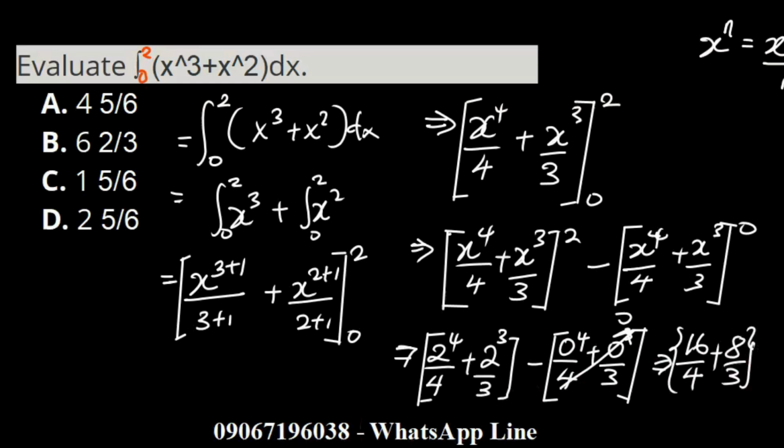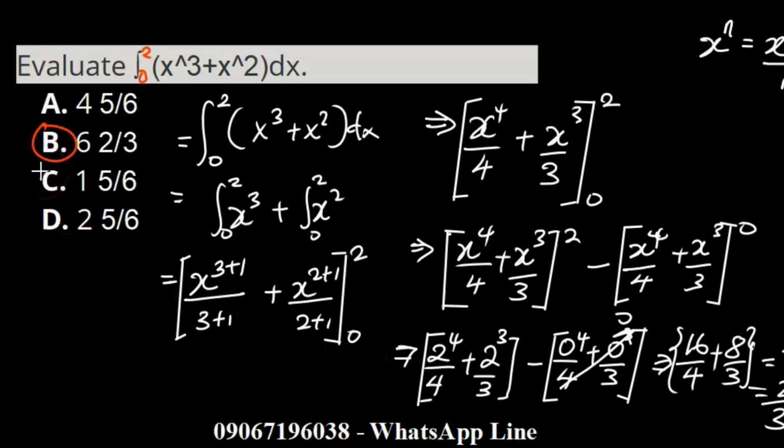So to move on from here, this can be expressed as 16 divided by 4. That's going to give us 4, so this is going to be 4 plus 8 over 3. All right, so this is 4, 3 times 4 is 12, 12 plus 8 is 20, so we have 20 over 3, which can be expressed as 6 whole number 2 over 3. So the option to that question is option B. All right, so that's the correct option to that question, 6 and 2 over 3.